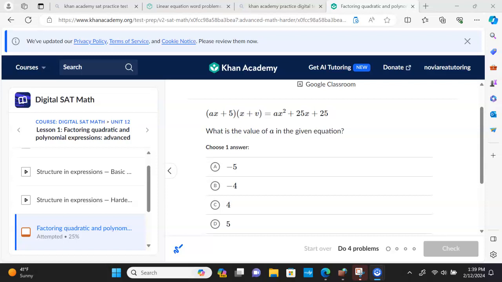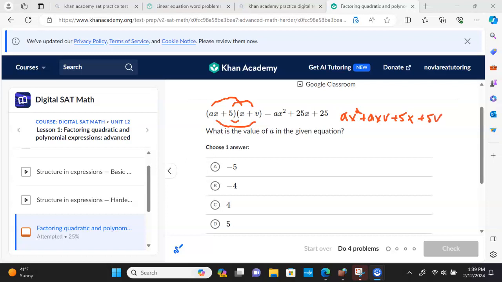Okay, so in this case here, if I FOIL this, if I take the first term, I get ax times x, which is ax squared. Okay, the outers would be ax times v, so I'm just going to call that axv. The inner terms are going to be 5 times x when I multiply, so I get plus 5x. And then my last term is 5 times v, so it gives me 5v.